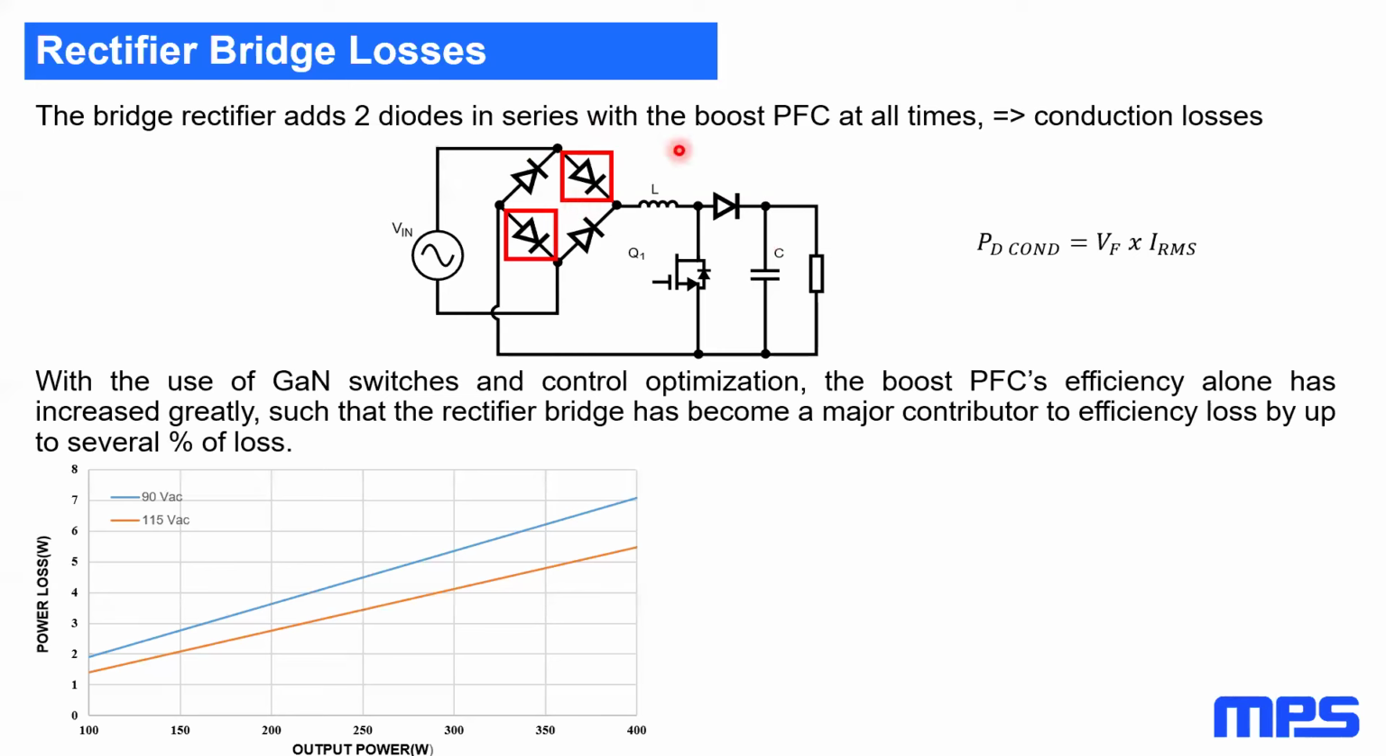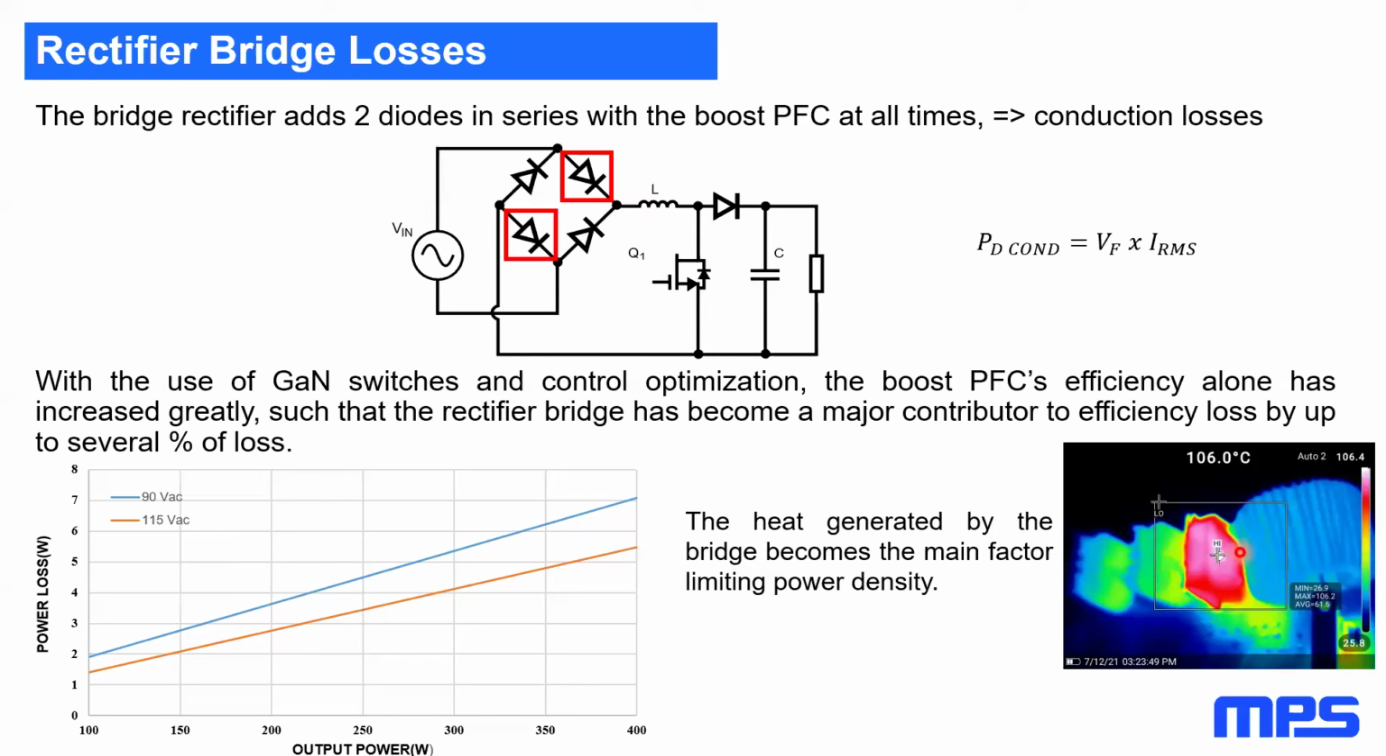We have made quite good improvements lately on the PFC itself, especially using GaN switches, better control optimization, enhancements that I showed you, etc. So the efficiency of this stage has improved greatly, but the rectifier bridge in itself doesn't really change. So more and more, it becomes a major contributor to the losses. And here I'm showing an example where it adds up to several percent of losses, up to 5% in this case at the low line, 115 volt AC, for a 400 watt power.